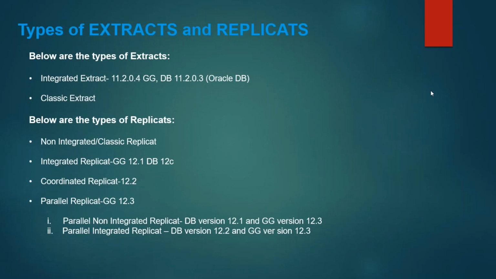For using integrated extract, your minimum Goldengate version should be 11.2.0.4. If you are using a Goldengate version prior to that, you cannot use integrated extract. Similarly, your Oracle database version should be minimum 11.2.0.3. Sorry, integrated extract is available only for Oracle database. It is not available for non-Oracle database.